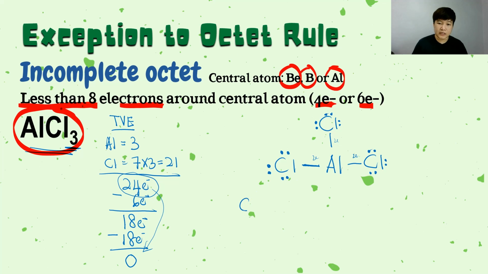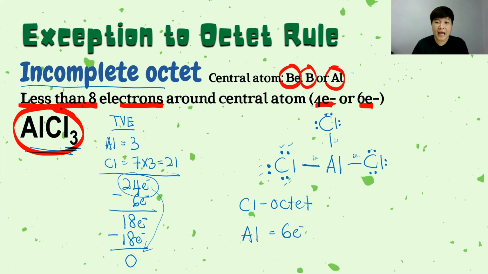So you can see over here your chlorine is already octet, because 3 lone pairs with 2 electrons each, so you have 6 electrons as lone pairs, and then you have bonding electrons over here too. So all chlorine is octet. But you realize that your aluminium only has 6 electrons around it. Aluminium with 2, 2, 2. Aluminium only has 6 electrons. Not enough. We need 8. So what happened is incomplete octet.